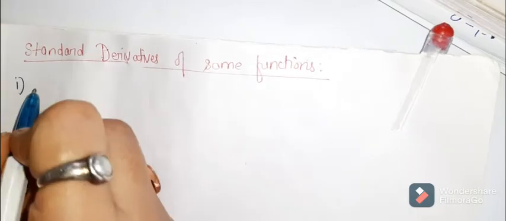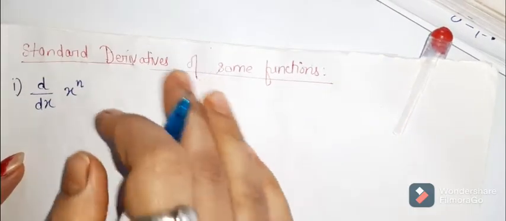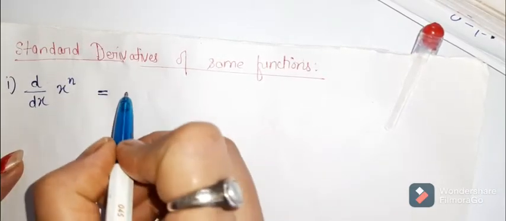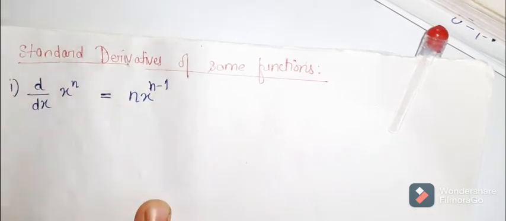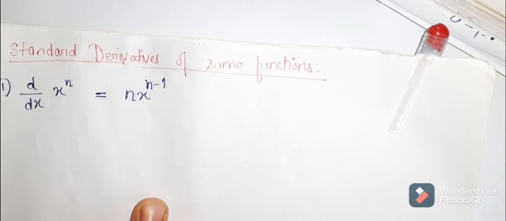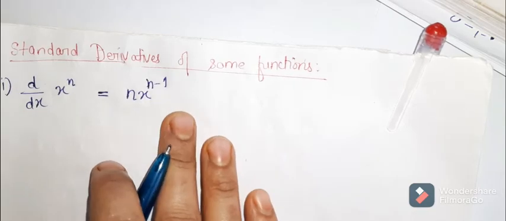First is d dx of x to the power n. X is a variable, n is any integer. So this is the derivative of this function: d dx of x to the power n is n x to the power n minus 1.